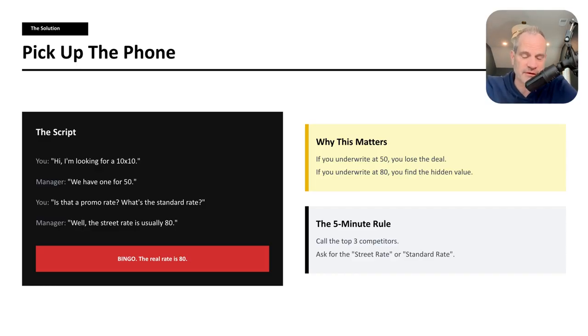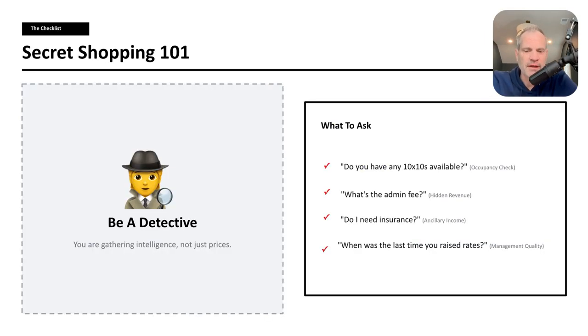And that means we have to go secret shopping. Secret shopping is not hard, but it requires a little discipline. You need to call the facility and act like a real customer. Ask for the best price on a 10 by 10 unit. Ask about their move-in specials. Do not mention you are an investor. You are just a person with too much stuff or moving or whatever, right?